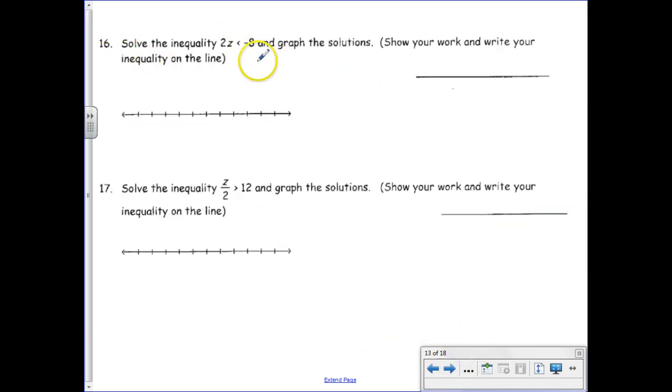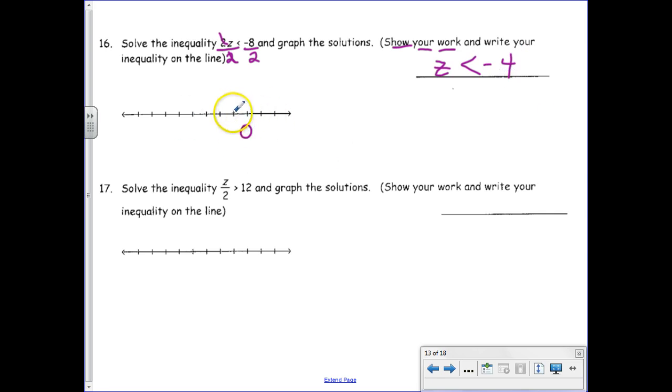Here's 16. Go ahead, solve and graph. So show me some work here. You've got to show work. Do you see how I say show your work? That's because you get points for your work, ladies and gentlemen. Z is less than negative 4. Okay, so show me what you got.